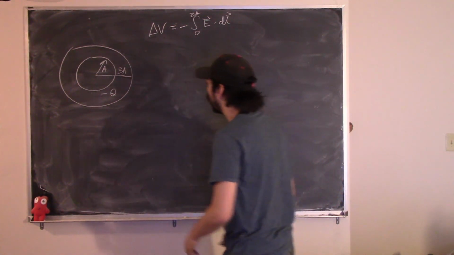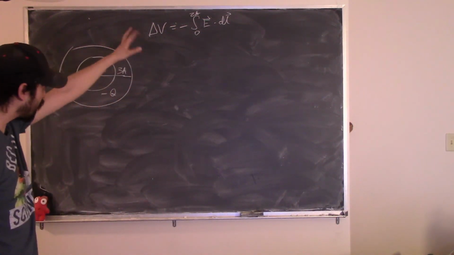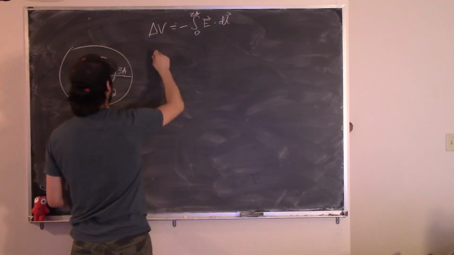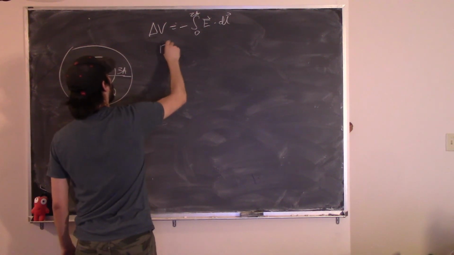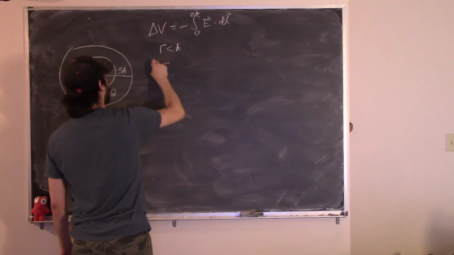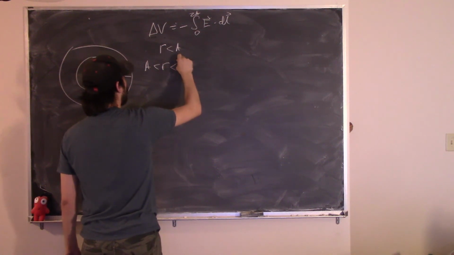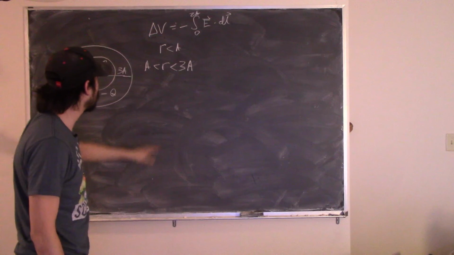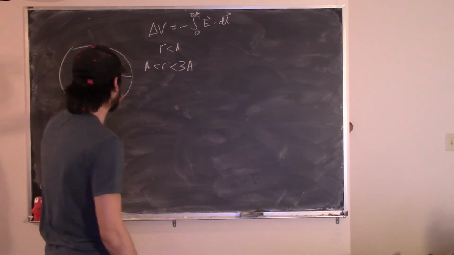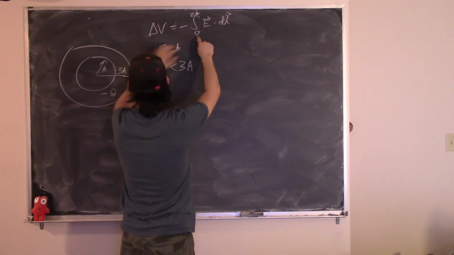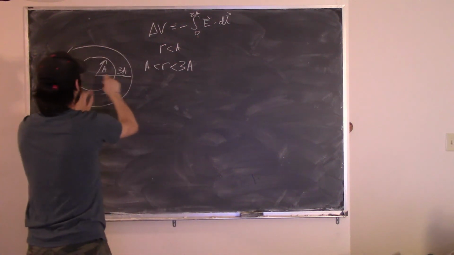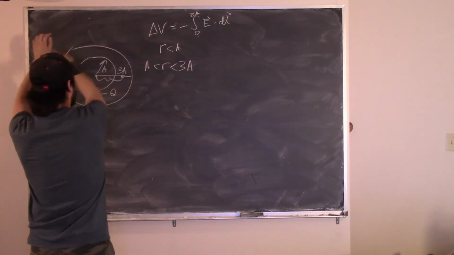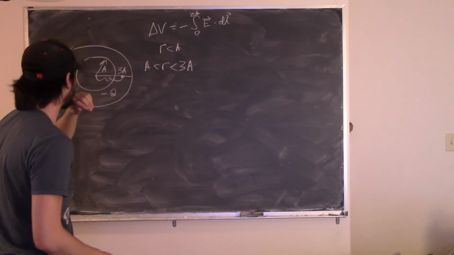In order to do this, again, we need to figure out what the electric field is. There are two regions that are important here: the region where r is less than A, and the region where r is greater than A and less than 3A. We don't care about what's greater than 3A, because we're only finding the difference in electric potential between the origin 0 and the point 2A, which is inside the shell. We could calculate the electric field outside, but we don't have to in this case.